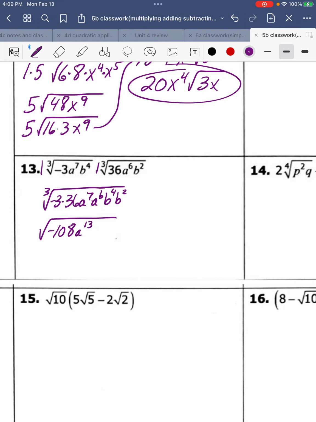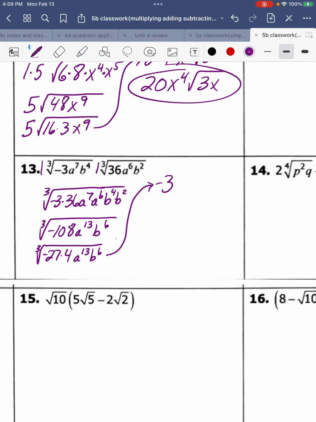A to the 7th times a to the 6th is a to the 13th. B to the 4th times b squared is b to the 6th. When you have like bases with multiplication, you add exponents. So the cube root, oh, don't forget the cube root, Mr. Johnson. So 108, I know I did this earlier, is divisible by 27. So we're going to break this up into the cube root of negative 27 times 4, a to the 13th, b to the 6th.